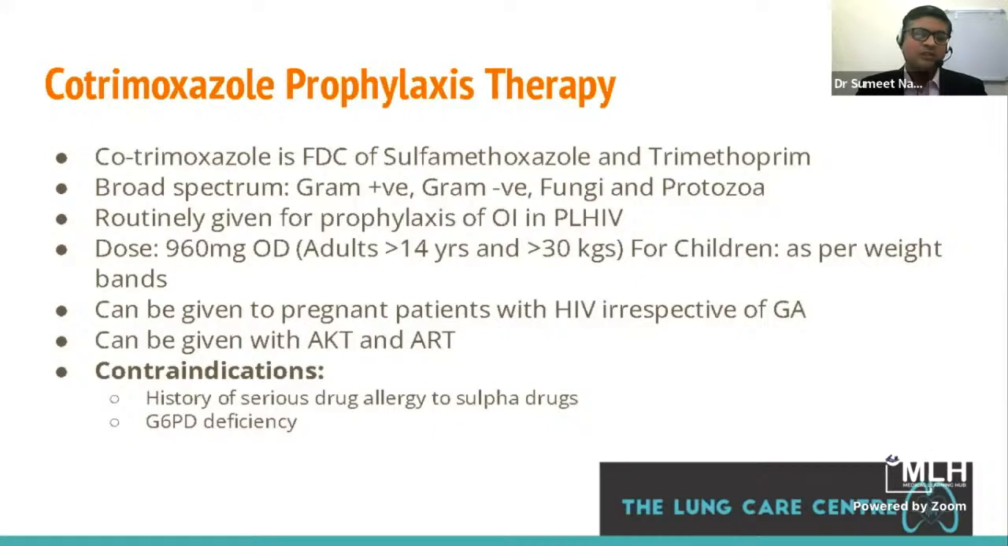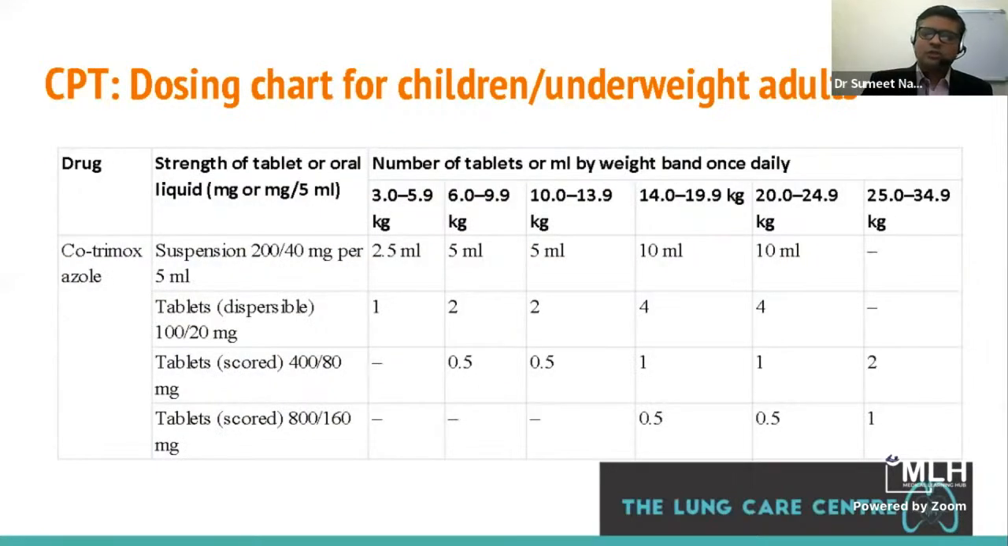And it can be given with ATT and ART. So earlier, there used to be concern because of cotrimoxazole affecting folate metabolism and all those things. But now these concerns have been ruled out. The only current contraindications to CPT are G6PD deficiency and documented history of serious drug allergy to sulfa drugs. These are the weight bands. You don't need to mug up these weight bands for children for CPT.